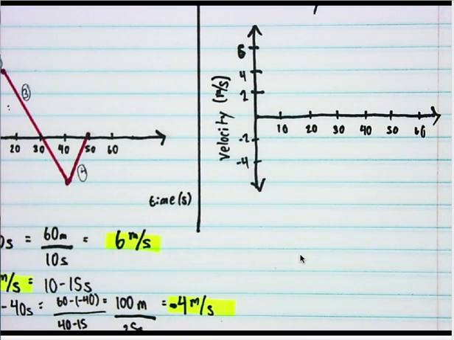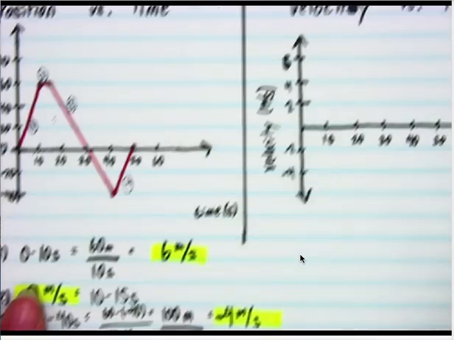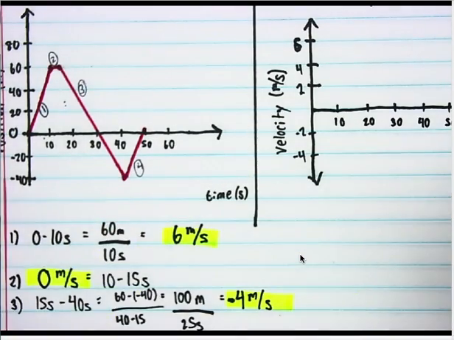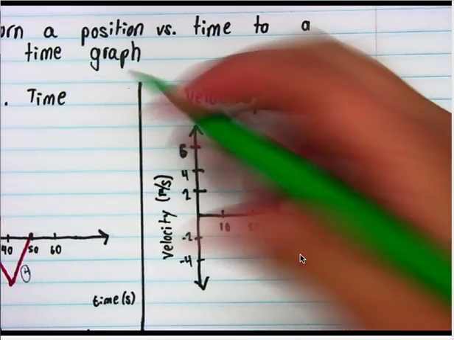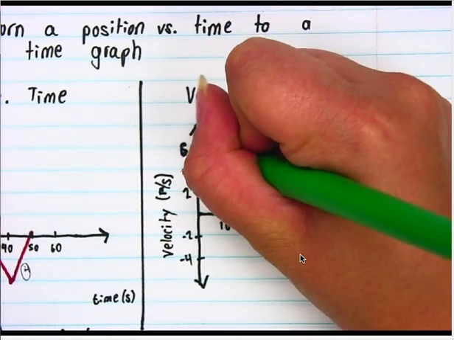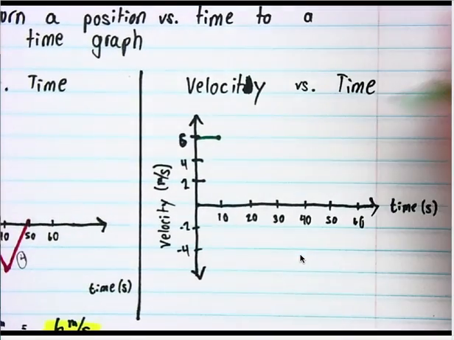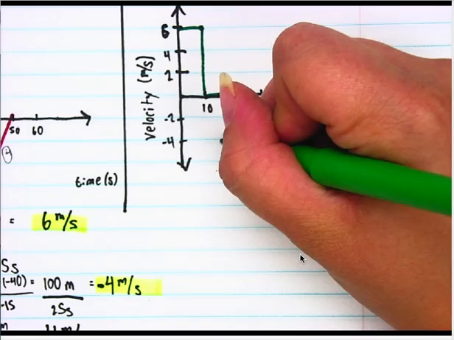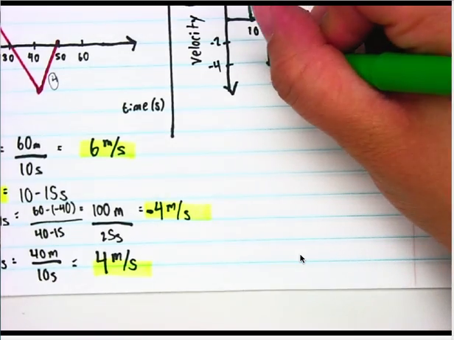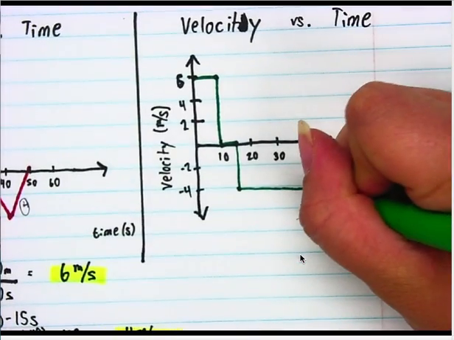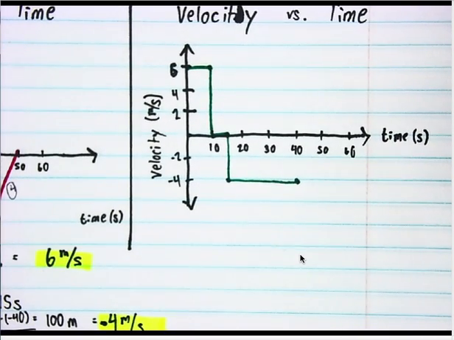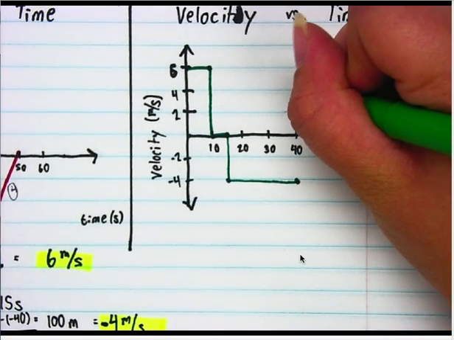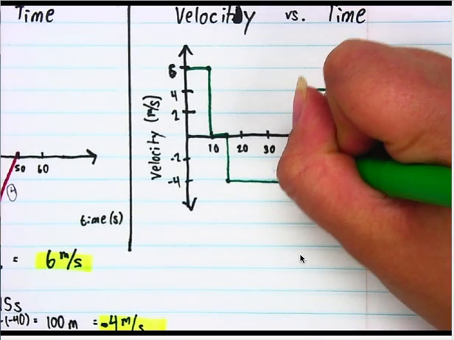Okay, so let's start with our first section. From 0 to 10 seconds, it went 6 meters per second. So 0 to 10, it was up here at 6 meters per second. Okay, and then it went down to 0 for 5 seconds. And it didn't gradually slow down, it cut straight down to that. Okay, and then it was at -4 meters per second, all the way up until time 40 seconds. Okay, and then it started going back up the other way, and it was at +4 meters per second.